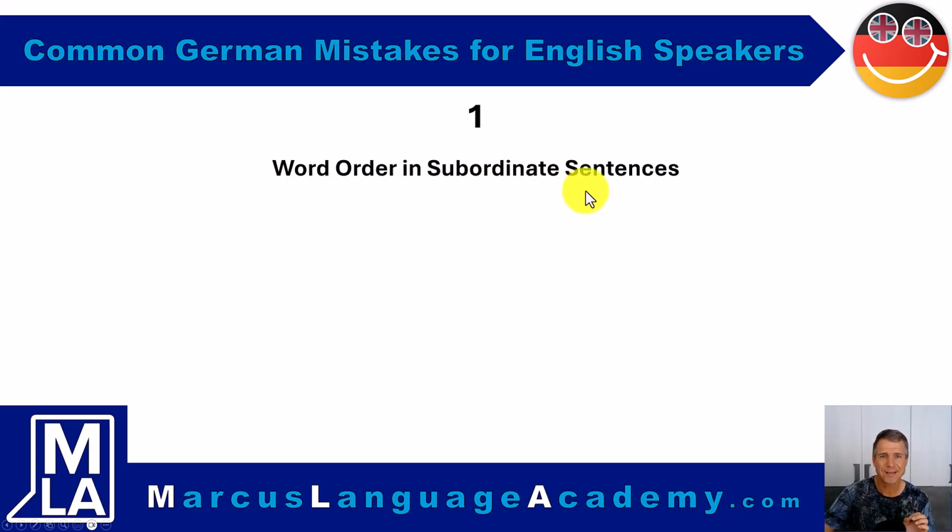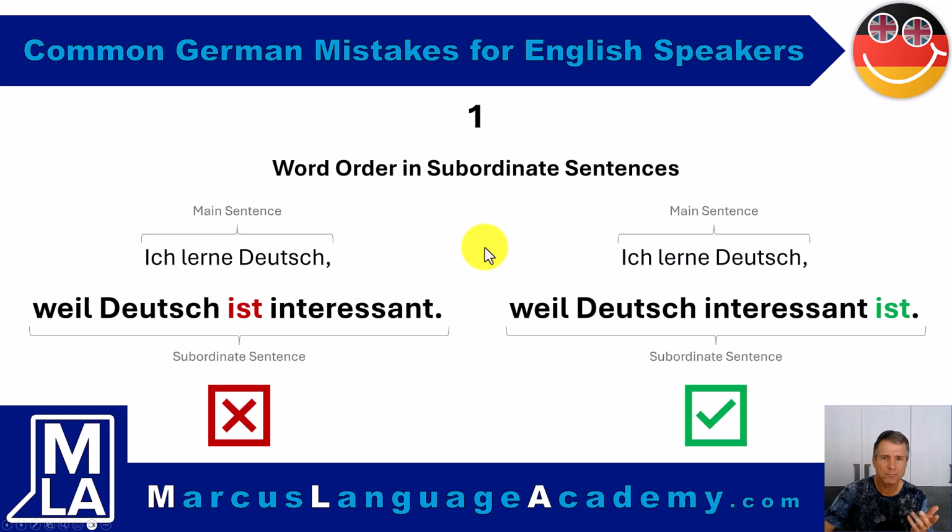Word order in subordinate clauses. In English we usually keep the word order consistent, but in German the verb often moves to the end of the clause. For example, instead of saying "Ich lerne Deutsch, weil Deutsch ist interessant," the correct German sentence is "Ich lerne Deutsch, weil Deutsch interessant ist." Notice how the verb "ist" goes to the end. This can be tricky, but with some practice it becomes second nature.